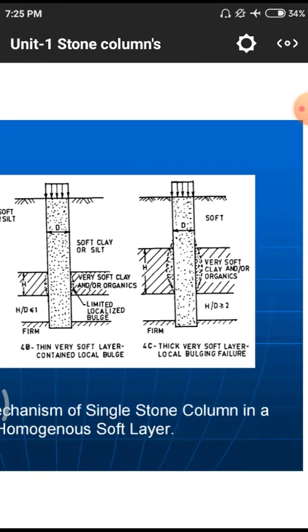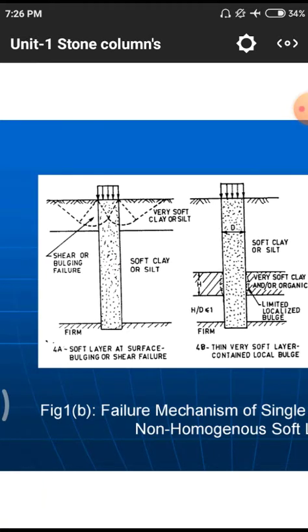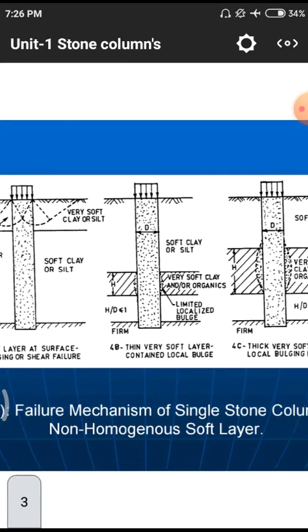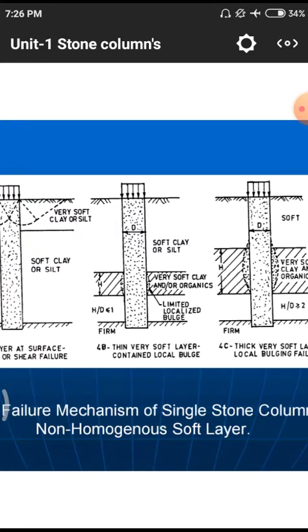In the third diagram itself, we have soft soil. After that, very soft soil with a huge quantity of organics, so the soft quantity and those two are equalized. So how will the buckling process take place? In the first layer itself, surface bulging or shear failure occurs. That means in the soft layer at the surface there will be a shear failure. But in the second case, we have three different soils. There may be a thin very soft layer, a continuous local bulging.